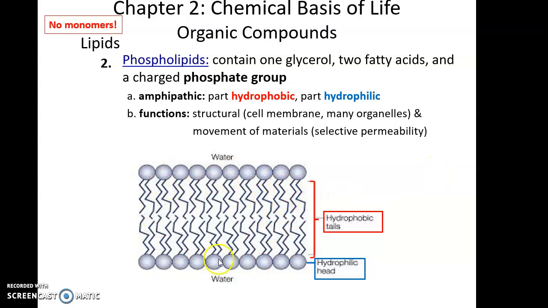And of course, this membrane also acts to control what can enter and exit a cell. And so this is what is called selective permeability, the ability to control the materials crossing the cell membrane to enter or exit the cell.